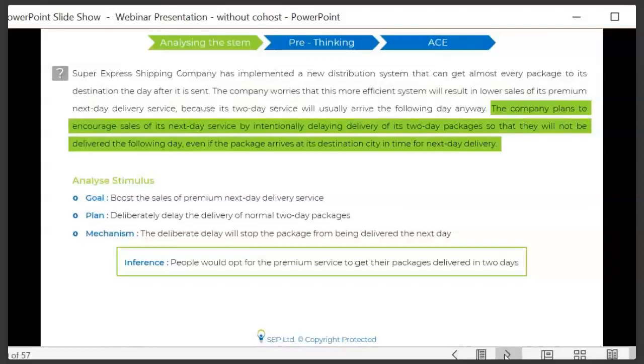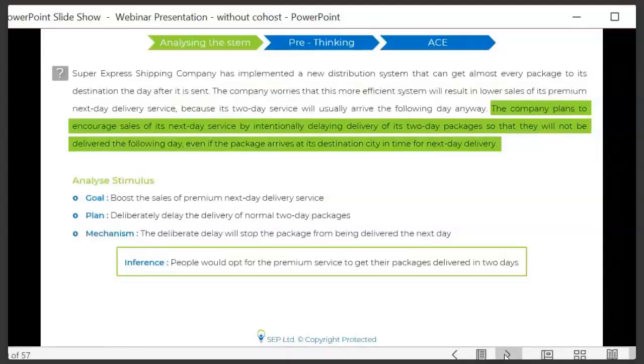Now, this is the plan and this is the goal. And the question was asking us to identify what will help the company's plan to be successful. So, what has the company's plan assumed? Okay. Now, follow closely the framework.